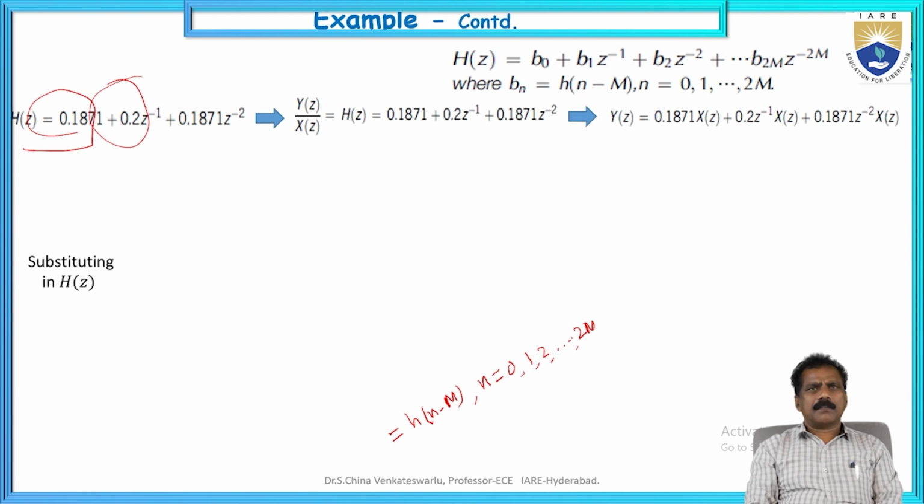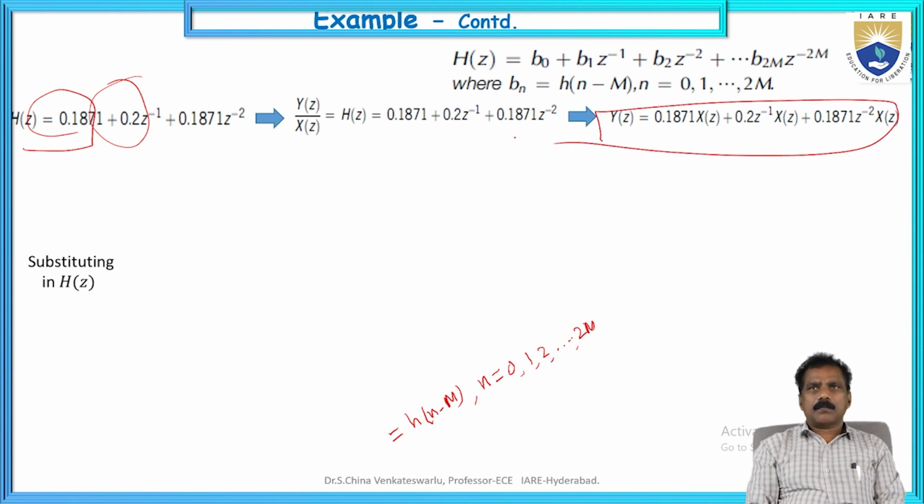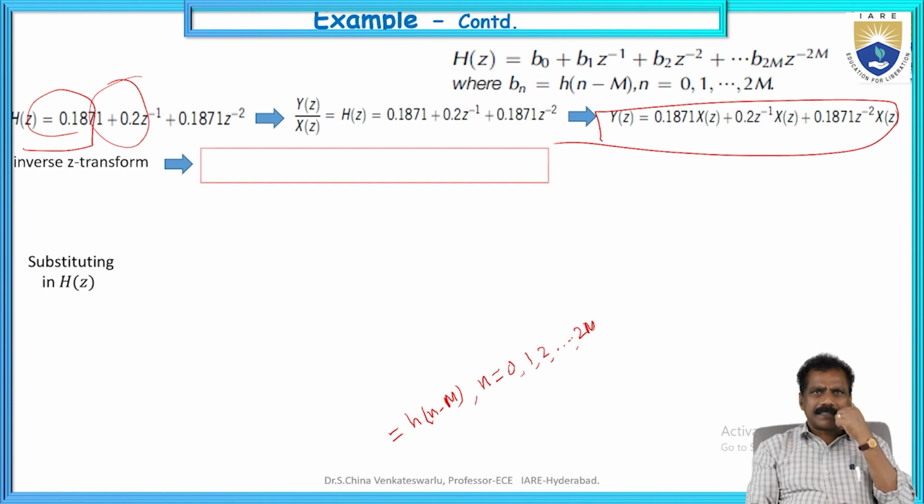We need to verify that Y of Z by X of Z is also nothing but H of Z. After simplifying, this gives 0.1871 plus 0.2 z power minus 1 plus 0.1871 z power minus 2. After that, we verify that the output response Y of Z is equal to this value. Like this, we take the inverse Z transform and observe it, so we are ready to go to the next level.